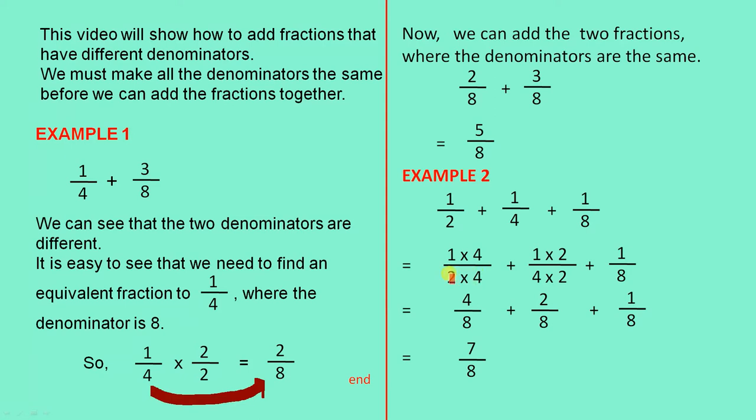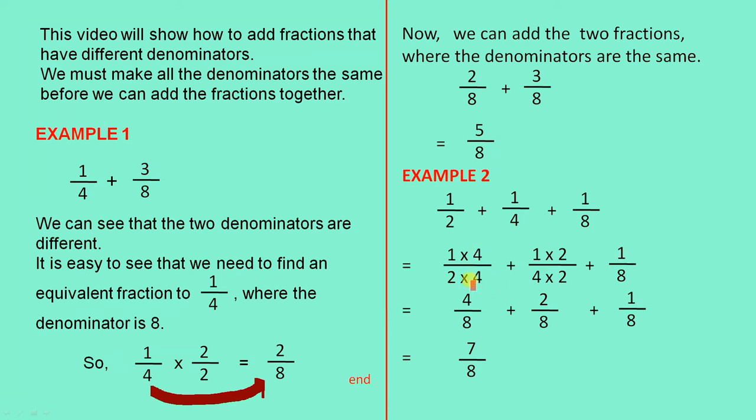So a half, how do we change that so that the denominator is 8? Well, 4 2s are 8, which means we must multiply the numerator by 4. So 1 times 4 over 2 times 4. That keeps the value the same. For 1 over 4, how do we make this 8? We multiply the 4 by 2. So it's 1 times 2 over 4 times 2, and that stays as 1 over 8.